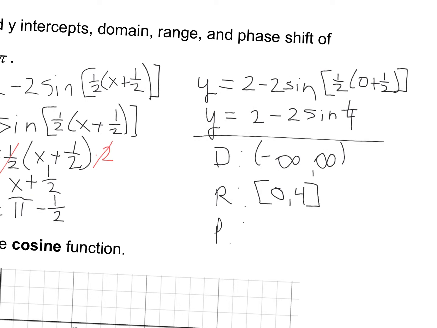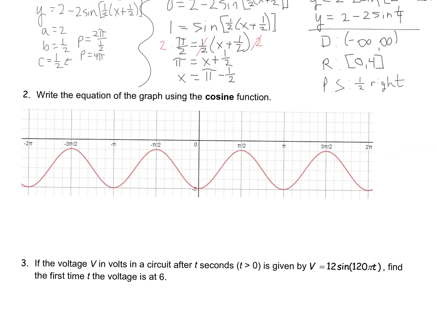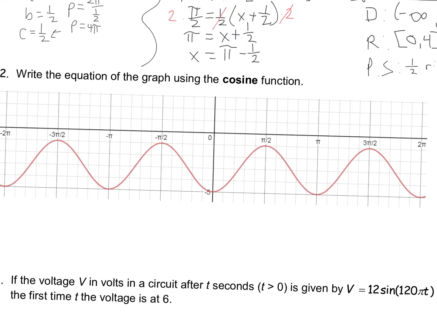Your phase shift would be the plus pi over 2, so that would be pi over 2 to the right, because you're adding, not pi over 2, just 1 over 2, sorry, because you're adding 1/2 to the x, and that's in the C position.